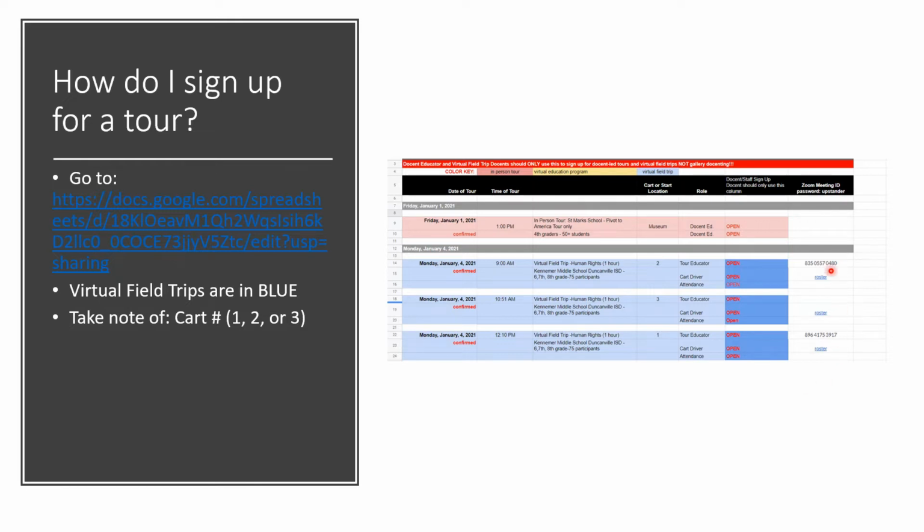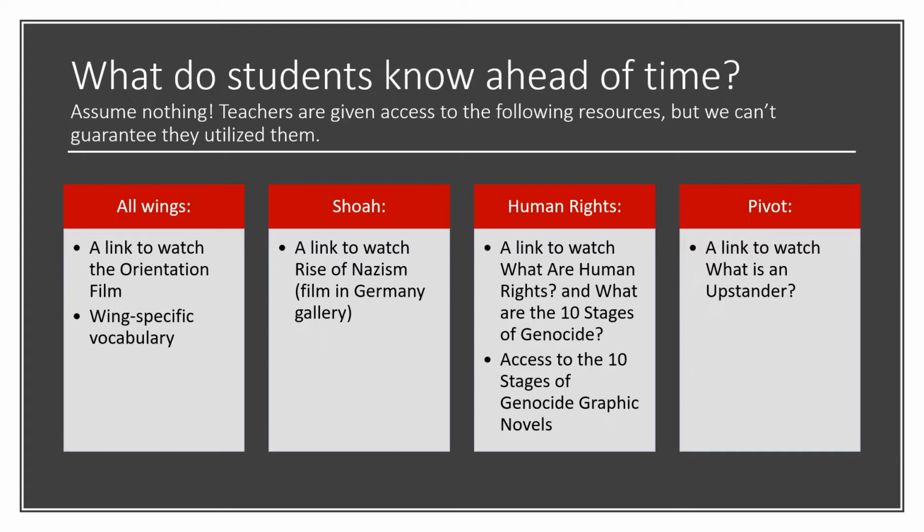Further information on the right, you also have the Zoom meeting ID for folks who are joining from home, as well as the roster. Again, this isn't particularly important for you as much as the attendance, polls, and roster person. But it is essential that you keep in mind who your cart driver is, who your attendance person is, so that you know what to expect for the upcoming tour.